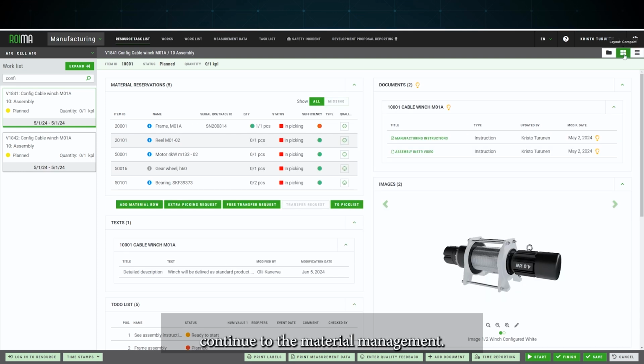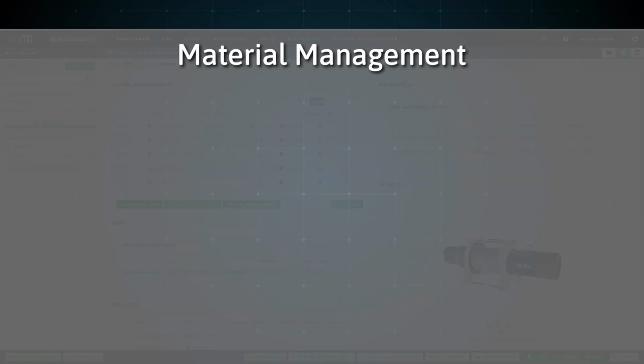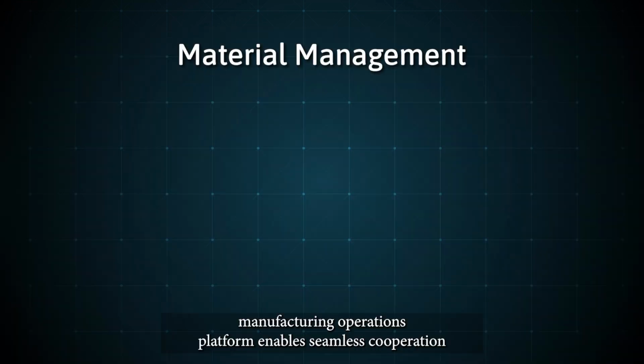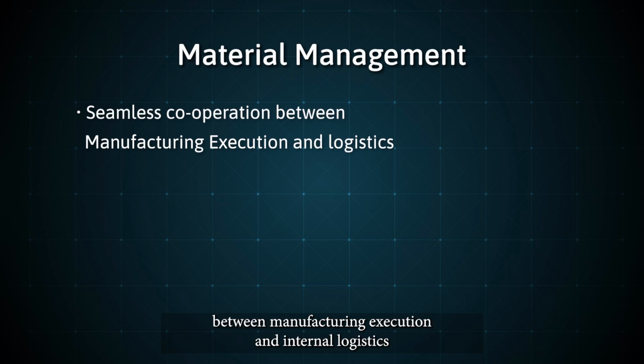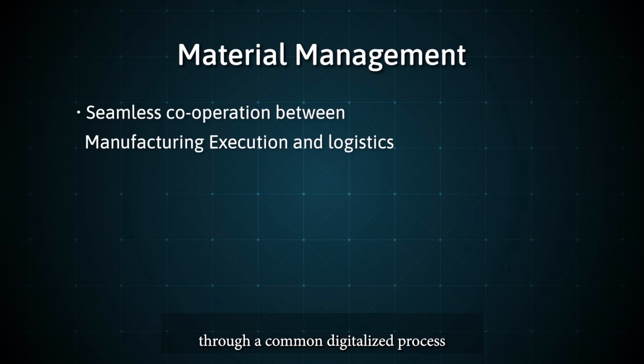Now let's continue to the material management. So we have done some operations for forklift drivers by placing the components to the picking. The Lean System Manufacturing Operations Platform enables seamless cooperation between manufacturing execution and internal logistics through a common digitalized process.